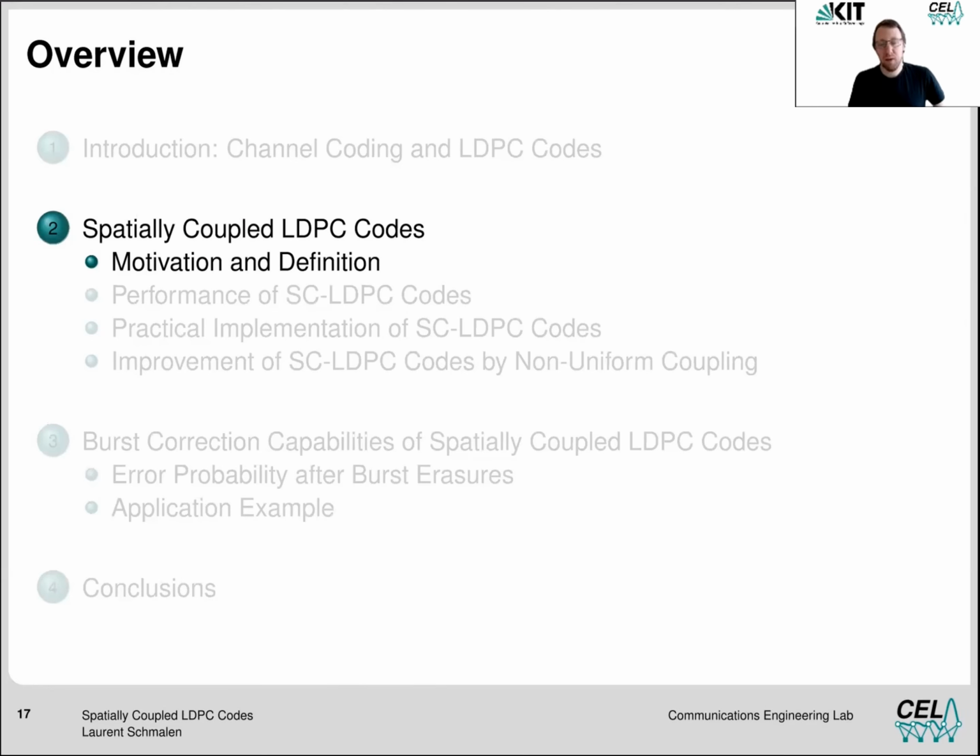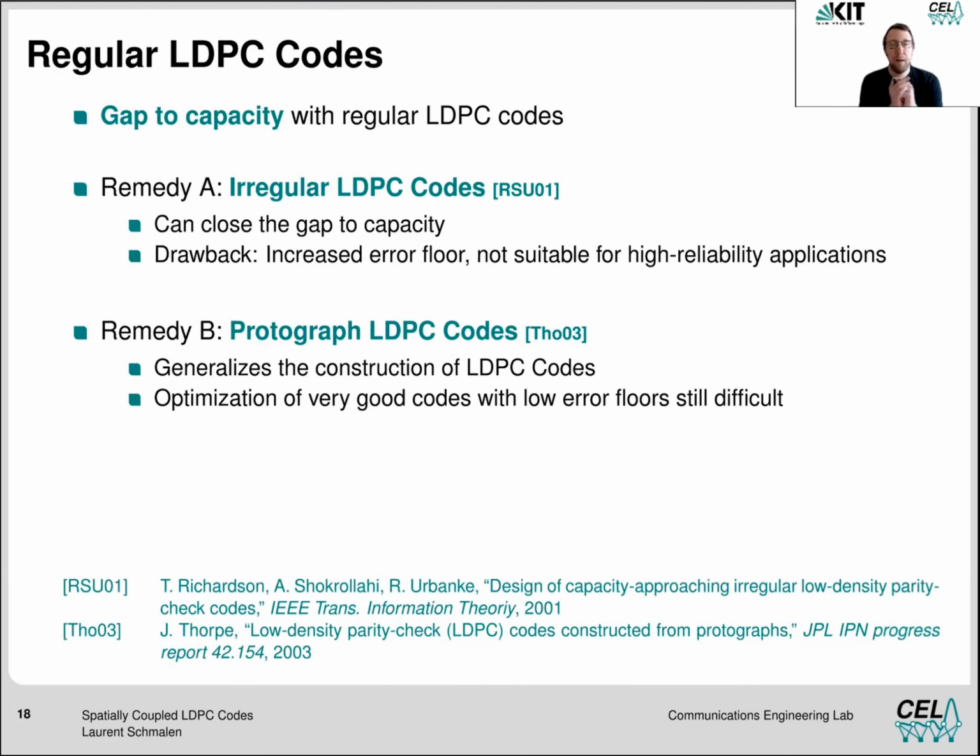So how can we get closer to capacity? Well, since the introduction of LDPC codes, there have been multiple attempts to get towards capacity. The first attempt was something called irregular LDPC codes, which can close this gap, but these codes have an increased error floor, and they are not really suitable for high reliability applications. The second remedy is something called protograph LDPC codes, which is a generalization. There we can optimize codes, but still having low error floors is quite difficult.